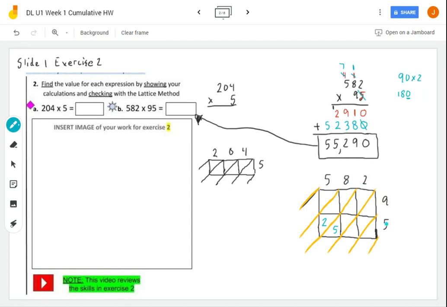Now I'm going to do 5 times 8. 8 comes down, 5 comes over, they meet here. 5 times 8 is 40. Next, 5 times 2, that's 10. So the 2 and the 5 meet in this box, so that's 10. And notice I'm writing it as 1, 0, 4, 0, 2, 5. The line in the middle cuts the place values.